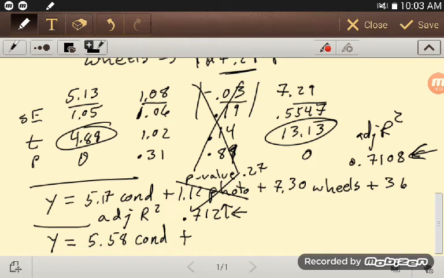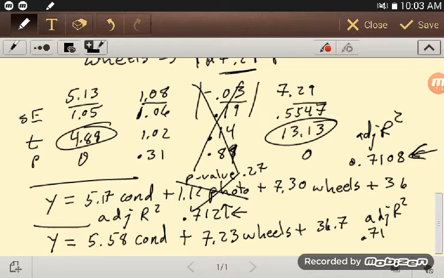plus 7.23 times the wheels. And then the y-intercept in this case was 36.7. And here our adjusted R-squared is 0.712 as well. Now this one was actually 7.28 and this one's 7.24. So it went down ever so slightly in the fourth decimal place.